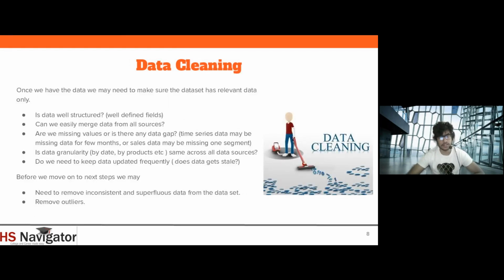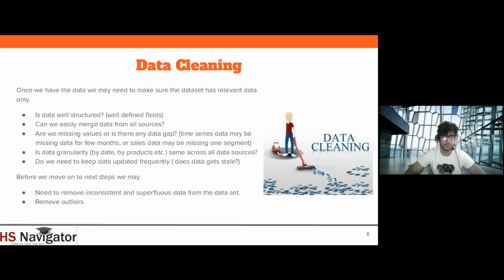Data cleaning. Once we have the data, we may need to make sure that the data set has relevant data only, for which we can look at things like, is the data well structured with well defined fields? Can we easily merge data from all sources? Are we missing any values or is there any data gap?